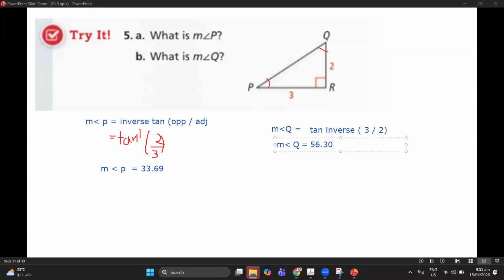56.30. Thank you. Now, if I know the measure of angle P and I know that it's a right triangle, how can I find the measure of Q without using the inverse? If we know P and R, minus 180. Excellent. Thank you. I will subtract them from 180, so I can find the measure of angle Q. Is it clear? Yes.